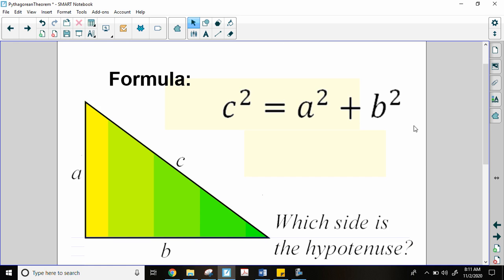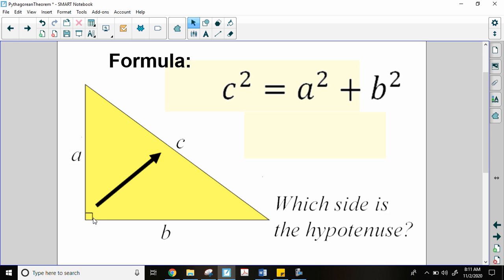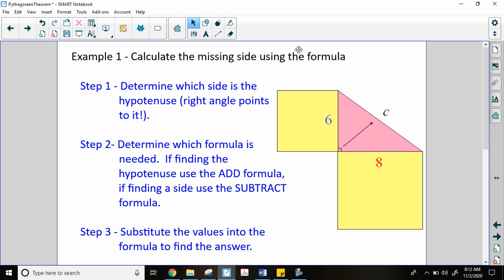So if we look at this triangle, the first thing you have to do is say which side is the hypotenuse. Well, we've got to find our right angle then. If we look, our right angle happens right here, which means the side opposite it is the hypotenuse. Okay, that's side C. So now let's apply that to some questions.